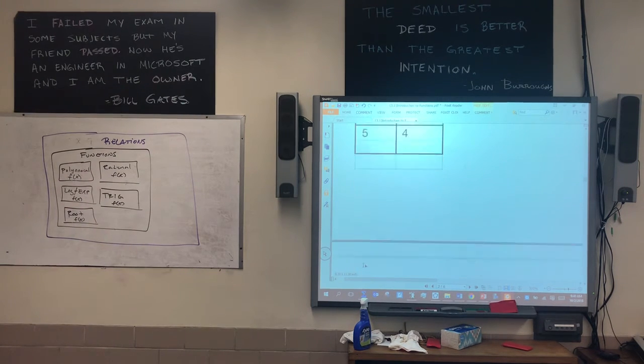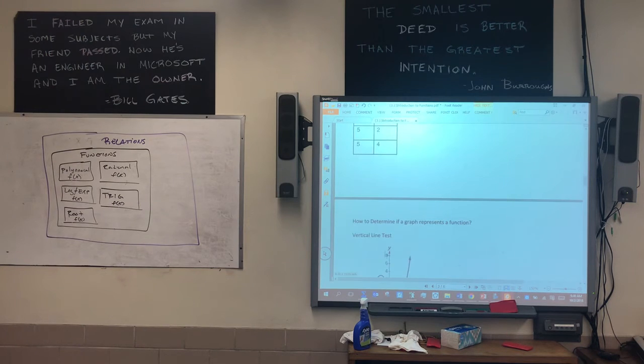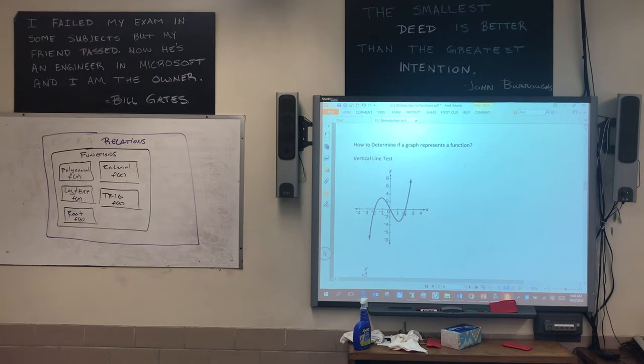All right. Is that thing a function based off the vertical line test? Absolutely. Is that thing? No. Does that ever pass the vertical line test?